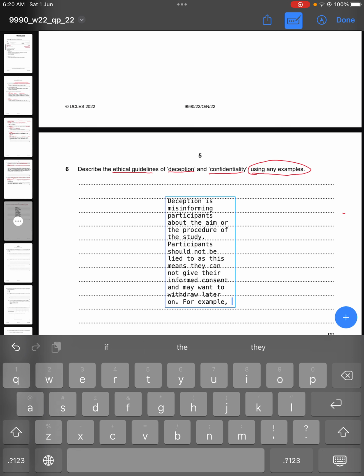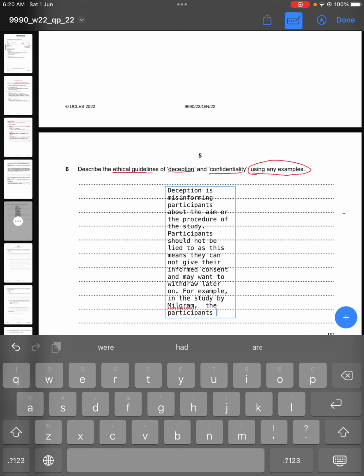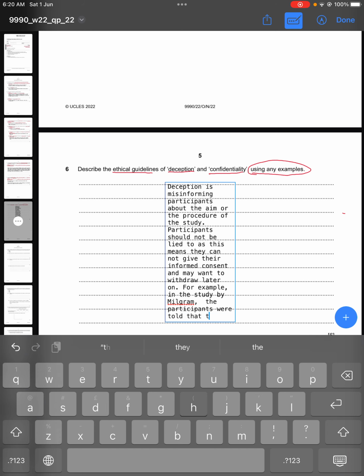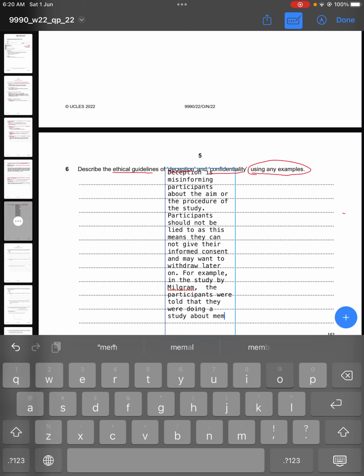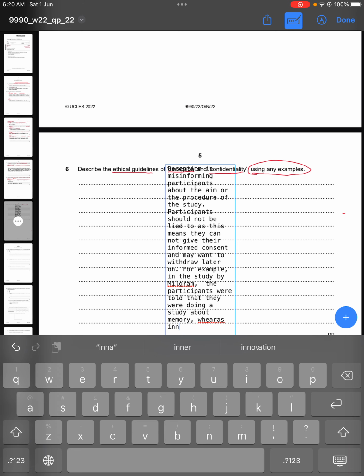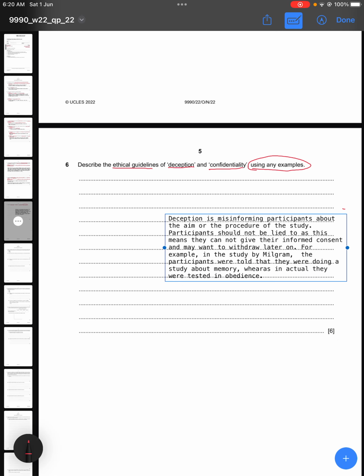For example, in the study by Milgram, the participants were told that they were doing a study about memory, whereas in actual fact they were tested on obedience. So this is where deception occurred.